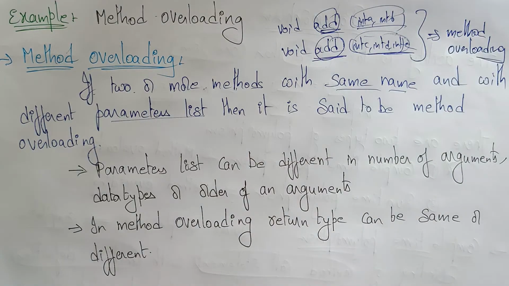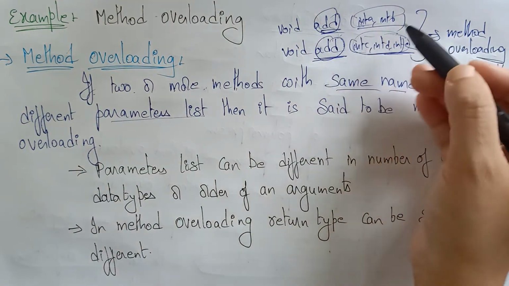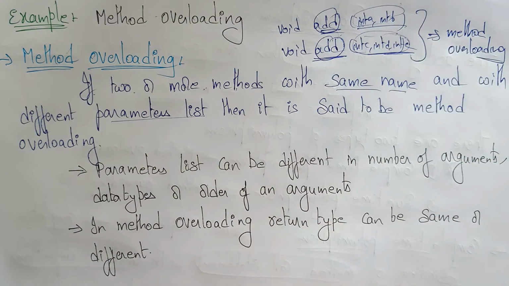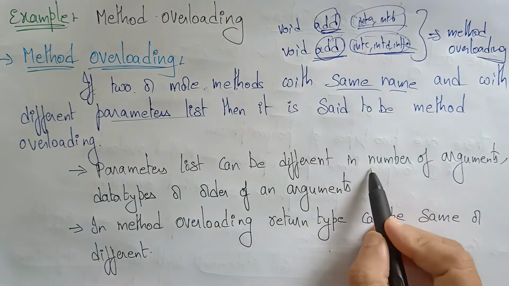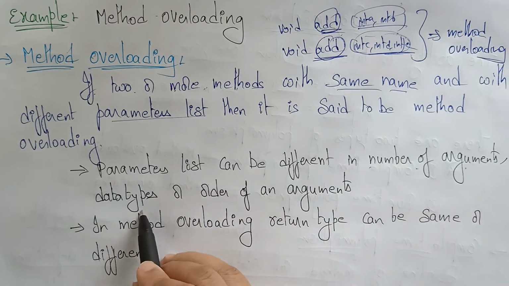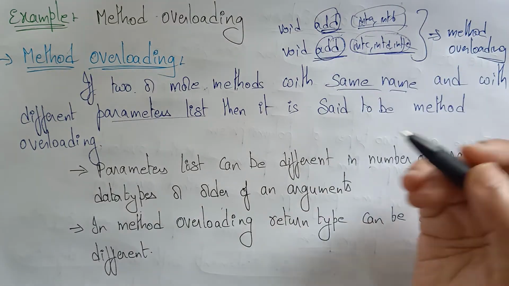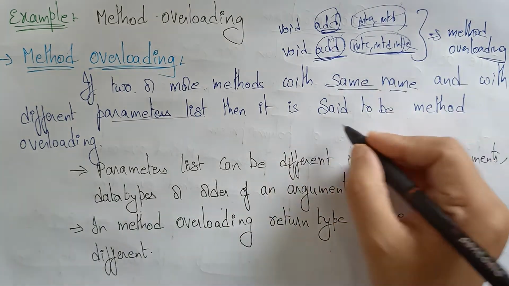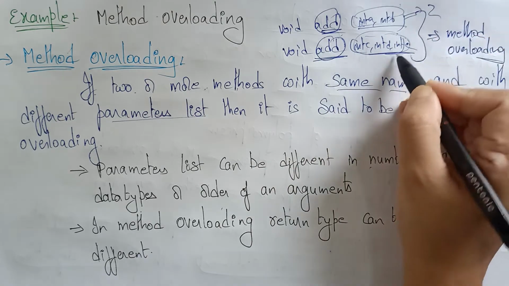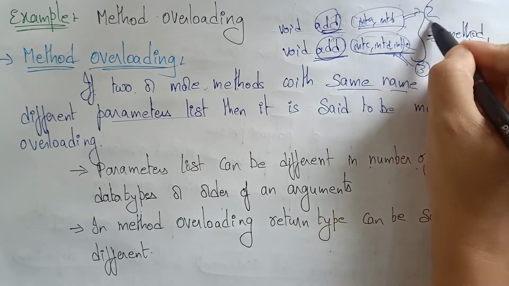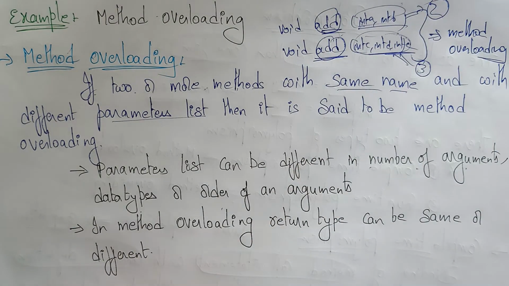Okay, if two or more methods have the same name but a different parameter list, then it is said to be method overloading. A parameter list can be different in number of arguments, data types, or order of arrangement. So whatever the parameter list is, it may be different in number. Here 2 numbers are there and here 3 numbers are there. They are different in the number of arguments.